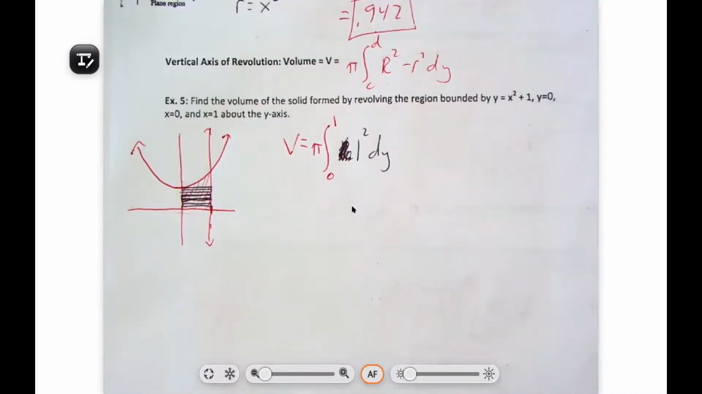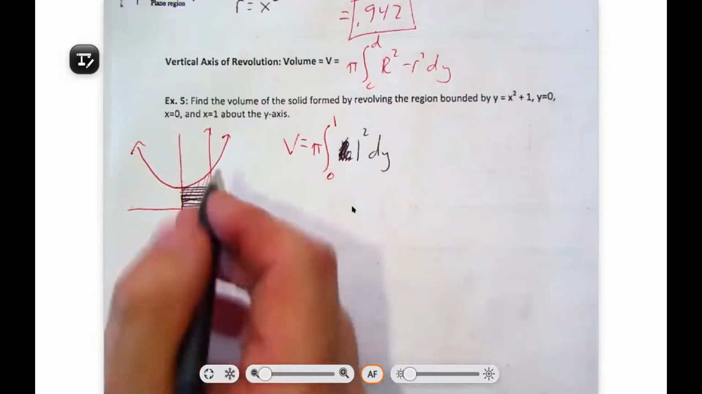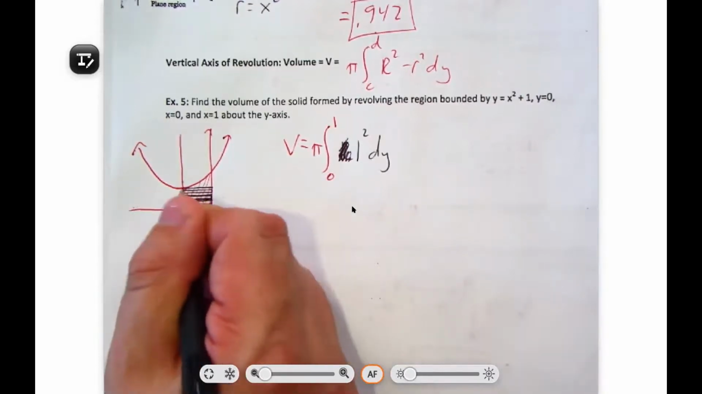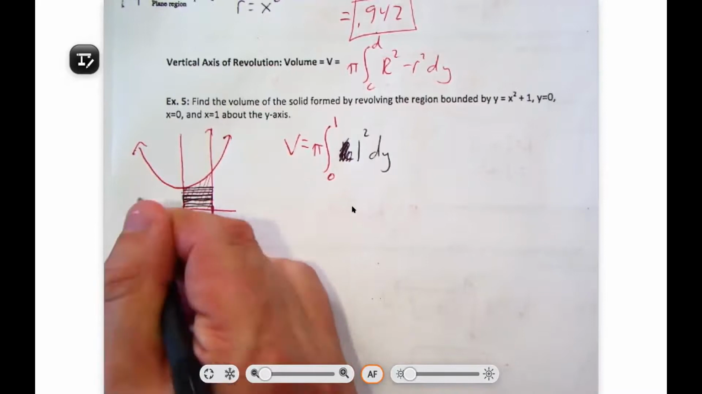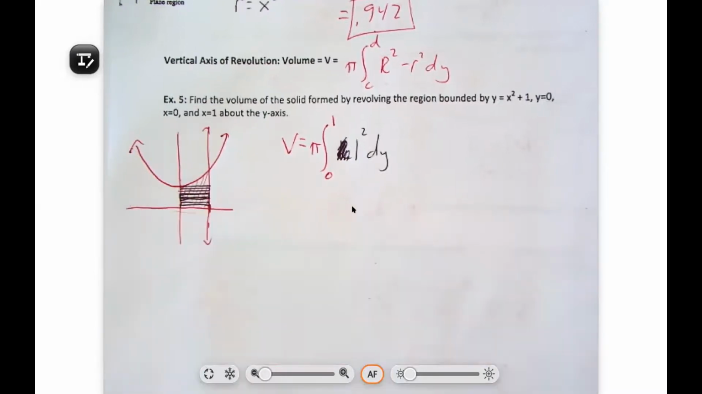This part right here that I just set up is going to find the volume of revolving what looks to be a rectangle right here around the y-axis. But then we have to find the volume of the stuff above that black line.